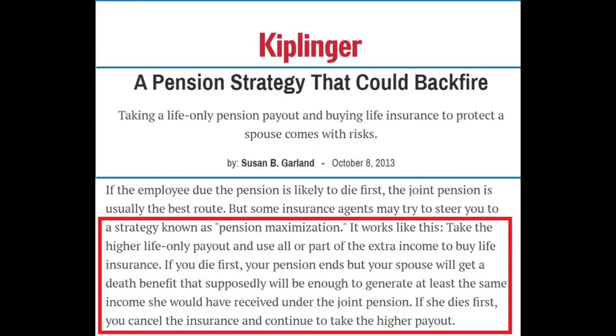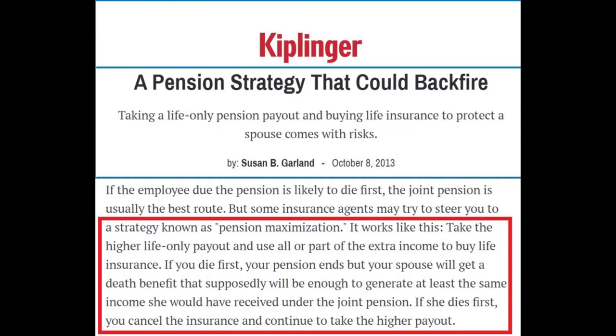Now, in a moment, I'll get into the question of why it has the name Pension Max, but let's begin with, I think, the more important issue: what is it? Simply stated, a Pension Max involves the use of a life insurance policy and an annuity as an alternative to, or as a replacement for, the standard survivorship options that you will be presented with on a pension election form. In a nutshell, the Pension Max strategy tells you to select the largest payout available.